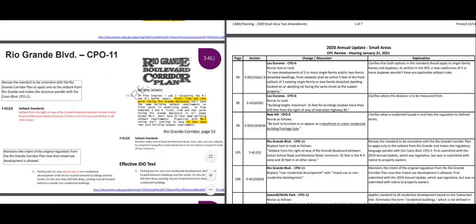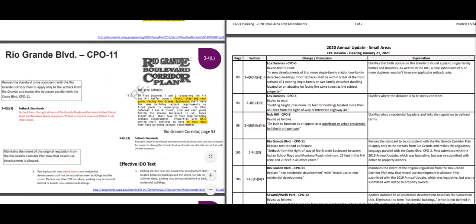This next change is to the Rio Grande Boulevard CPO 11. It's on page 105 of the IDO, section 34L3, and the text would be revised to read as follows. Setback from the right-of-way of Rio Grande Boulevard between Indian School Road and Montaño Road, minimum 25 feet in the RA zone and 20 feet in all other zones.